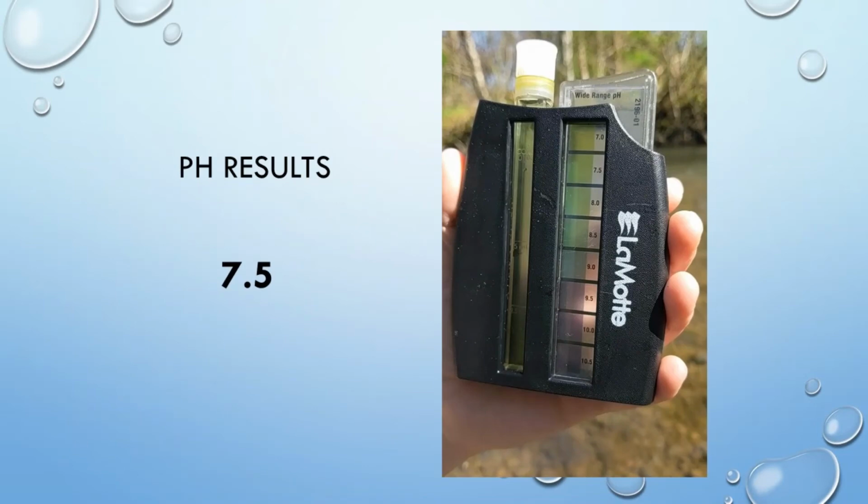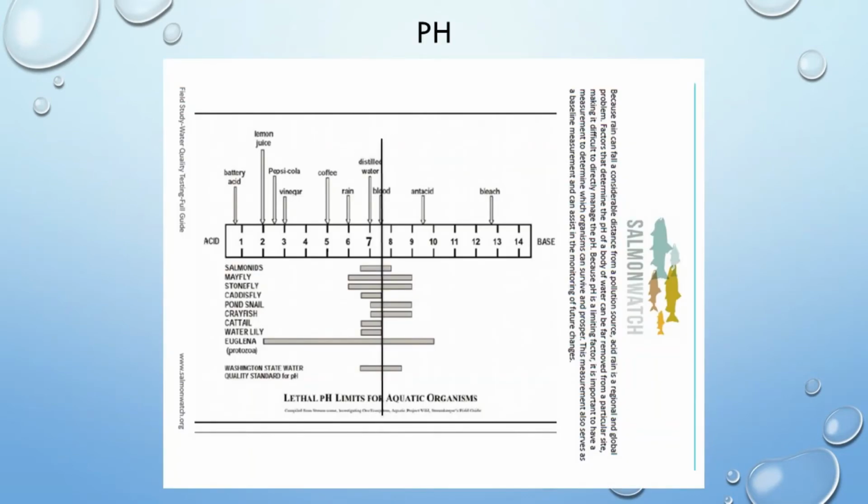So the next test we did is pH. The results we got were 7.5, which was the yellowish color range. Similar to before, this graph shows the range in the middle. I put a line through 7.5. This line seems to cross all of the bars below: salmonoids, mayflies, stoneflies, and caddisflies, which are all macroinvertebrates like I mentioned earlier, pond snails, and all the rest. This means that 7.5 pH is livable for all of those creatures.